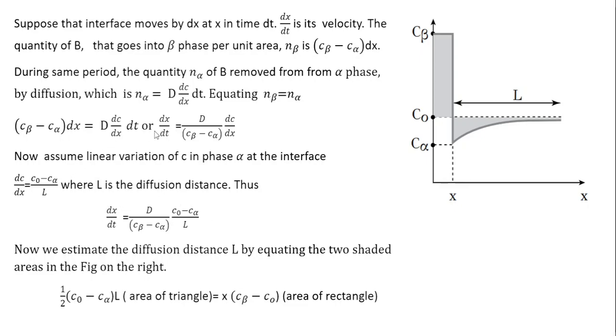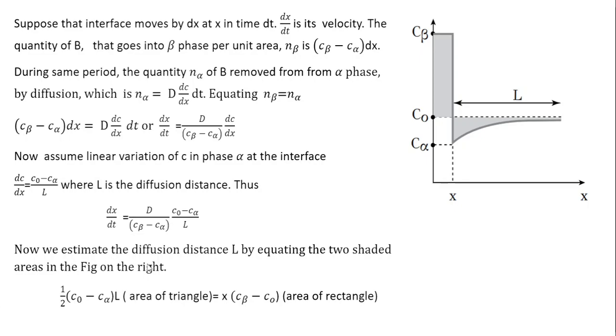So if you equate these two quantities, n beta equal to n alpha, then dx/dt is equal to the diffusion coefficient over the composition interval C beta minus C alpha, into (C0 minus C alpha) by L. What we have done here is substitute for dC/dx in this equation, so this equation substituted into this, we have obtained this equation.